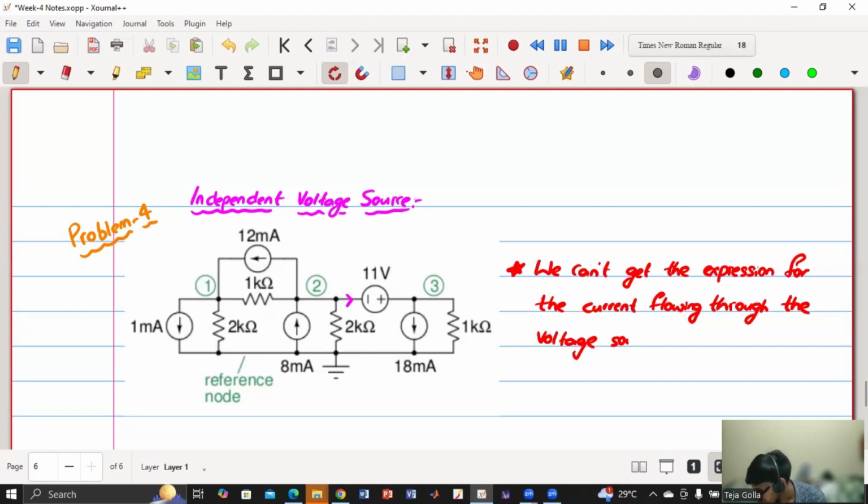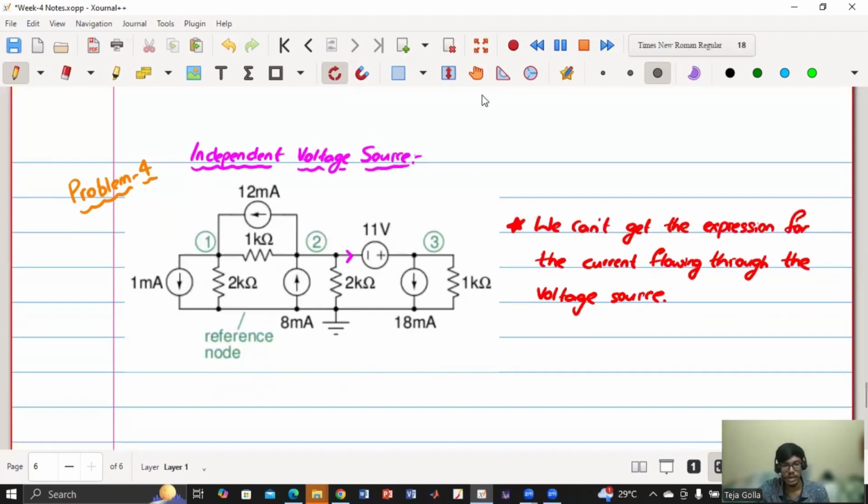But what is the benefit that we are going to get? We can directly get the expression between V2 and V3. So, if the voltage source is connected in this way, can you tell me what is the relation between V2 and V3 in terms of this voltage? Sir, V2 minus V3 is 11. Is it correct? V2 minus V3 or V3 minus V2? Which is at higher potential? V3. Yeah, V3 minus V2 is equal to 11. Now, we already got one equation, right? Now we have to get two more equations, because we need three equations as there are three unknowns.